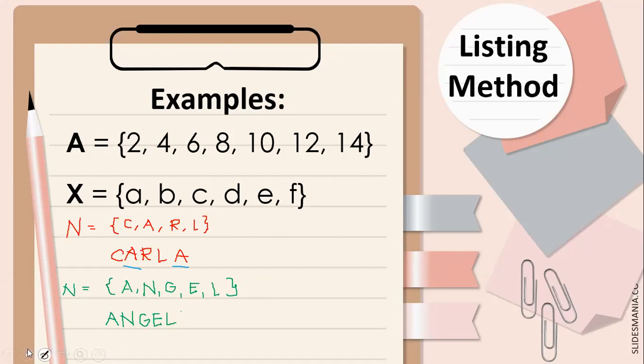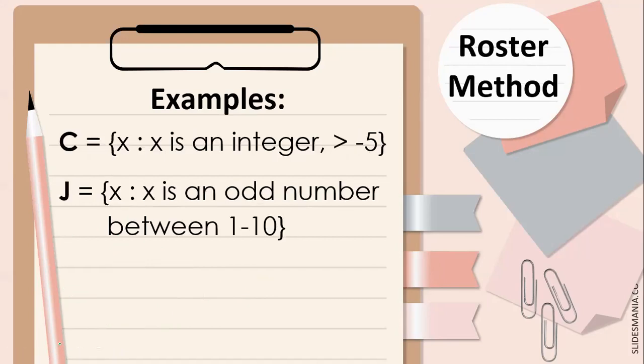Okay? So next, example naman ng roster method. So we have here, set C is equal to the elements of, pag binasa natin to, we have X, tapos itong symbol na ito, yung colon, such that. Okay, we can read that symbol, such that. So again, X, such that, X is an integer. Tapos ano kaya yung pagkabasa dito sa symbol na ito? Anyone? How will you read this symbol?